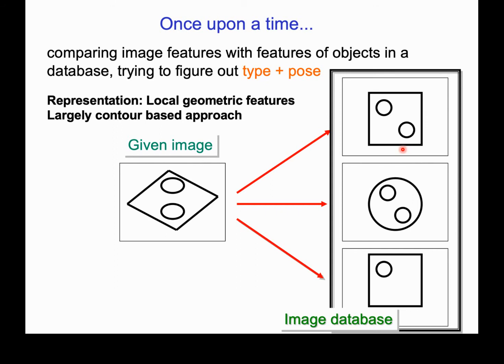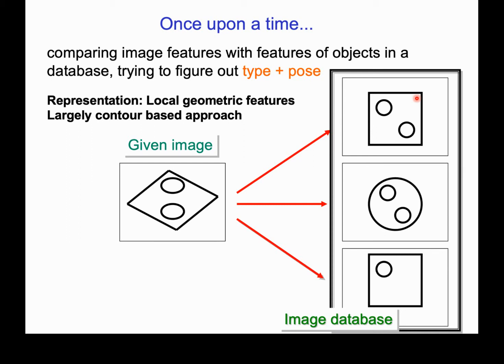So the representation is in a sense very geometric. So we are representing local geometric features, for example, circles, corners, and so on. And in most of these previous applications, the models are largely contour-based. So I have an object, I extract a contour of it, and I try to represent the contour with geometric primitives.